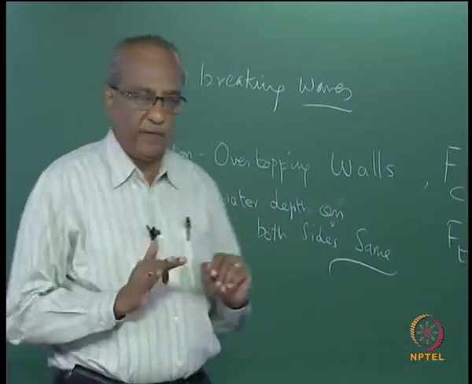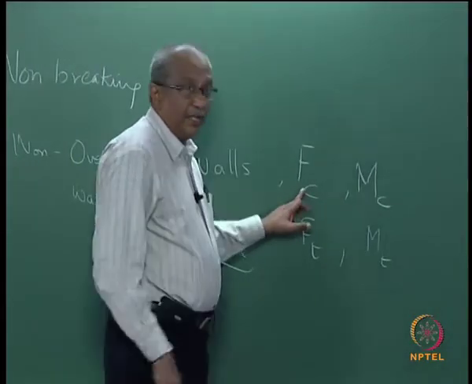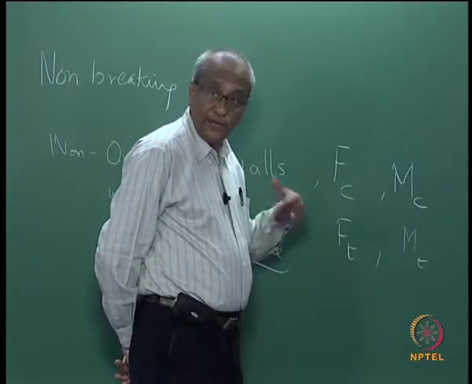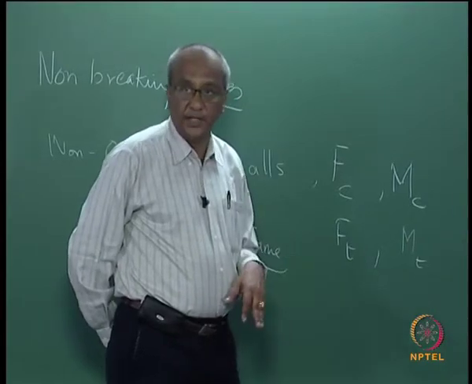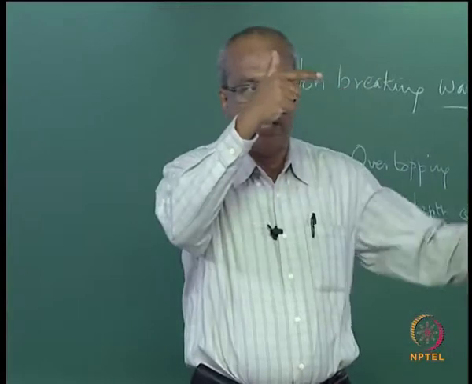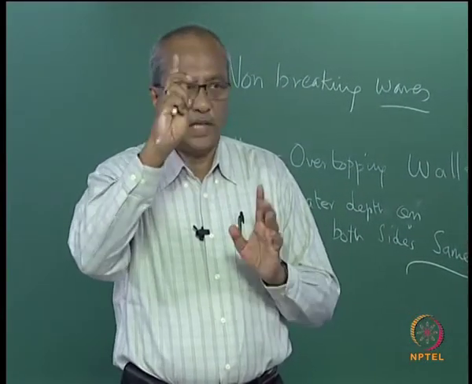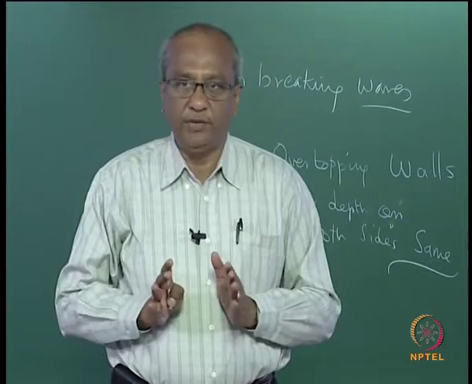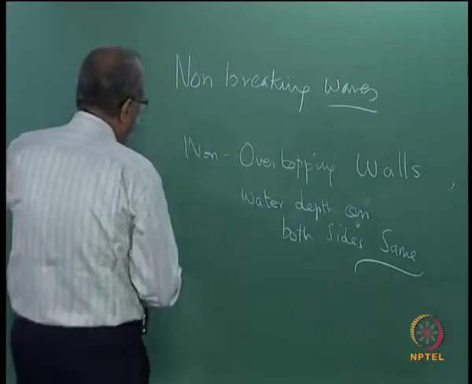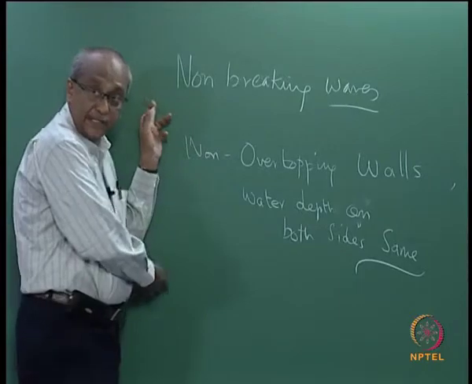What would matter, if you have both sides the same water depth, is the position of the crest on one side and the position of the trough on the other side. The worst situation will be when a crest is on this side and a trough is on this side. That is the condition for which you have to evaluate the wave force. So all these things we were looking at for the condition when the water depth is constant on both sides of the wall.